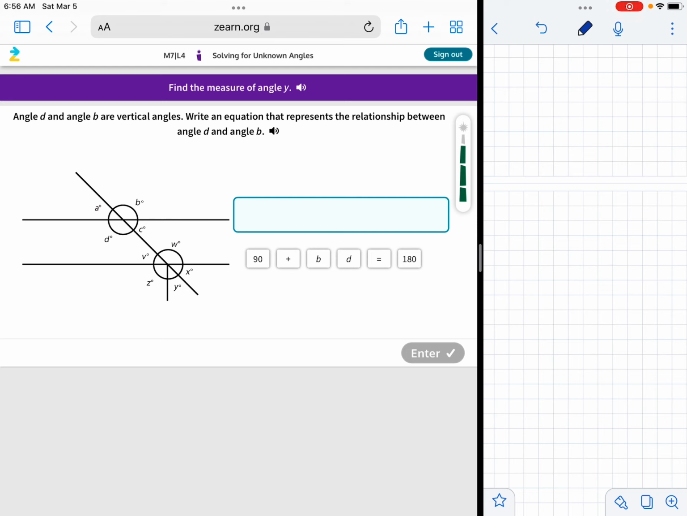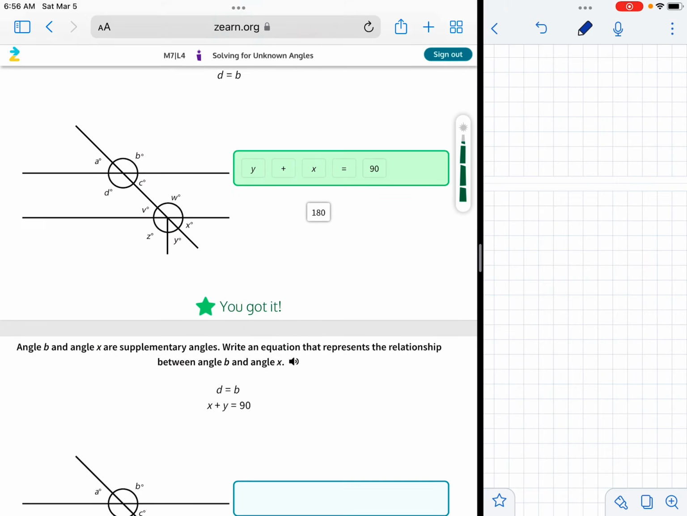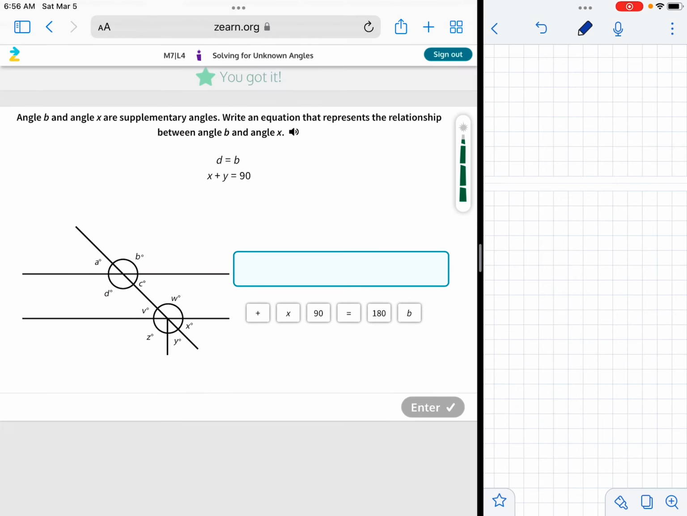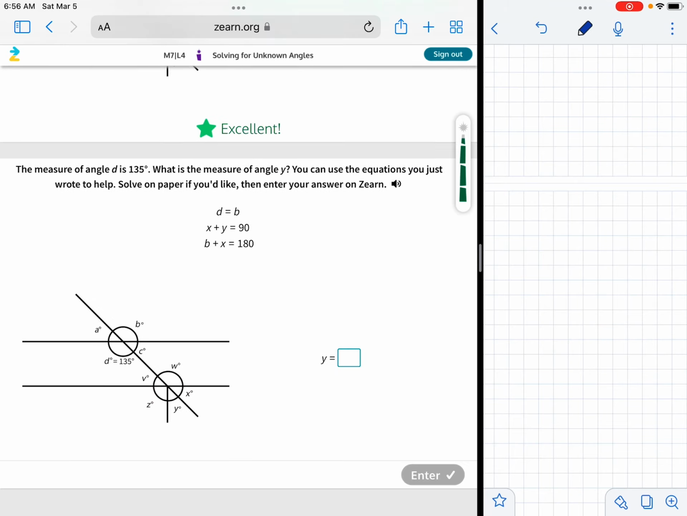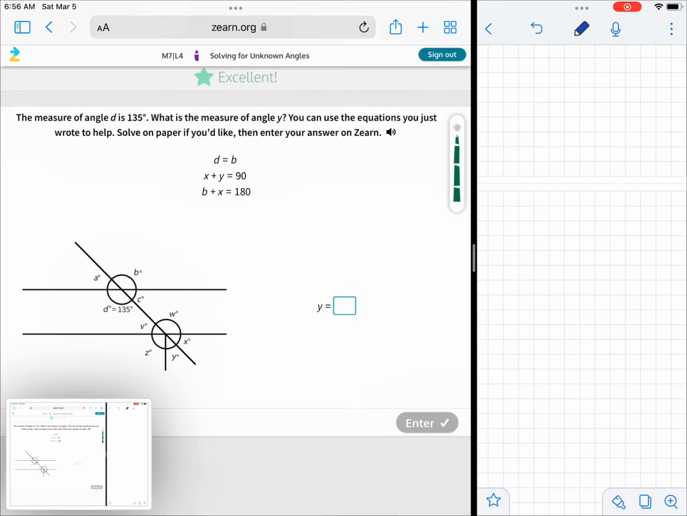D and B are vertical. So D equals B. Complementary, so y plus x equals 90. Supplementary, b plus x equals 180. Then we have to solve. So we know if, screenshot this and put it over here.